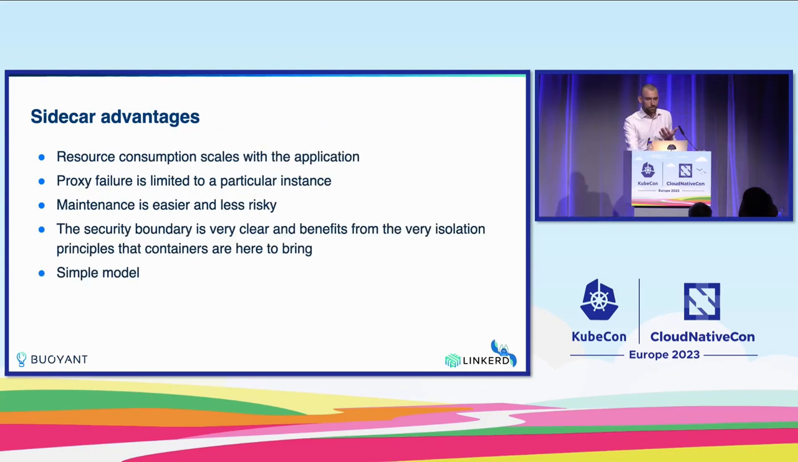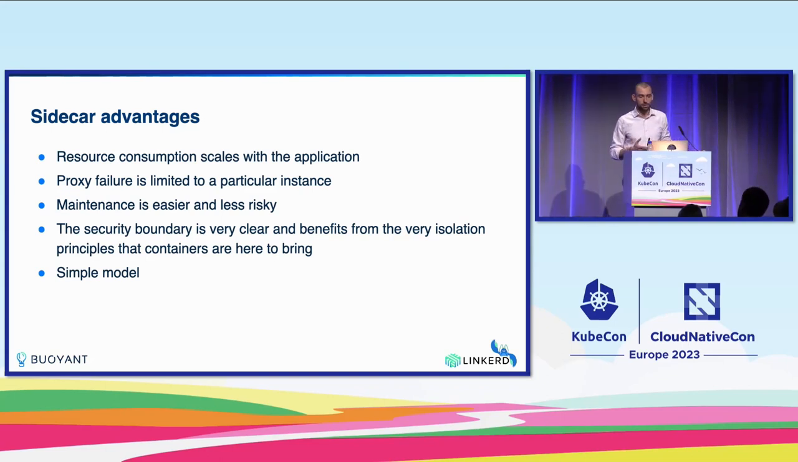As opposed to that, I think the sidecar model has a number of advantages that you can benefit from. First of all, resource consumption scales with the application. The more resources your application consumes, the more resources the proxy is going to consume. And you have a lot more facilities to optimize the resource consumption of the proxy and reason about what limits and constraints you're going to put on this particular proxy.